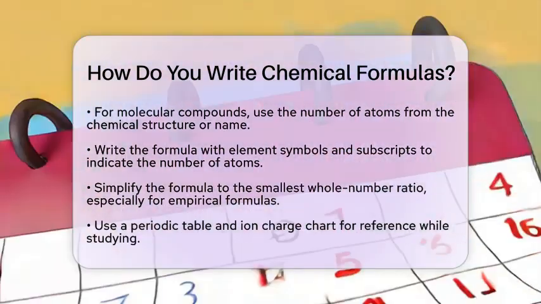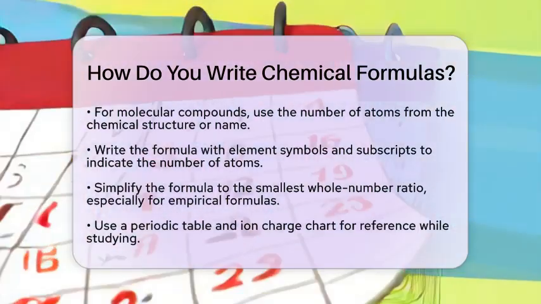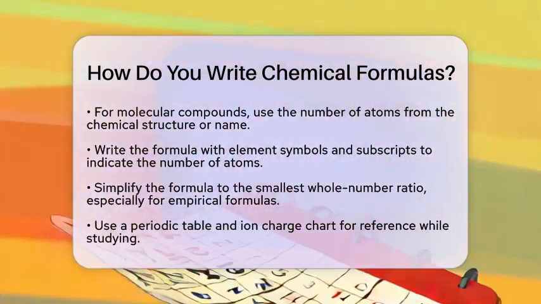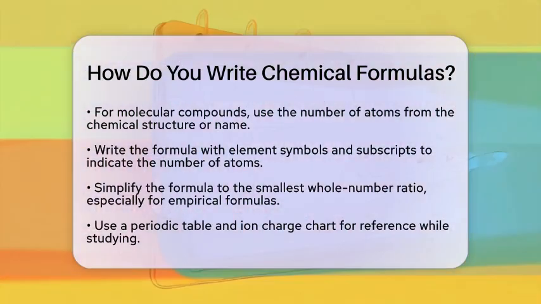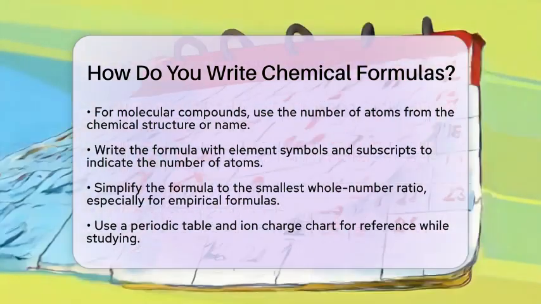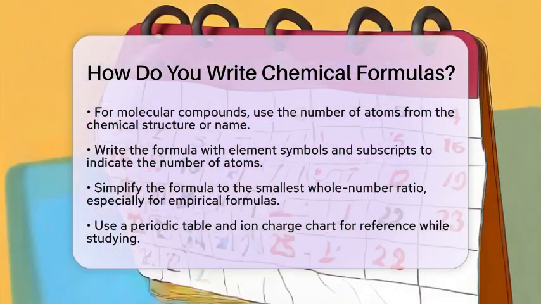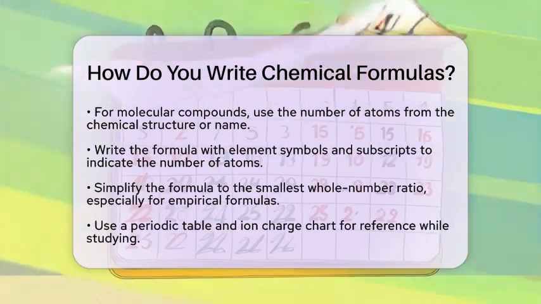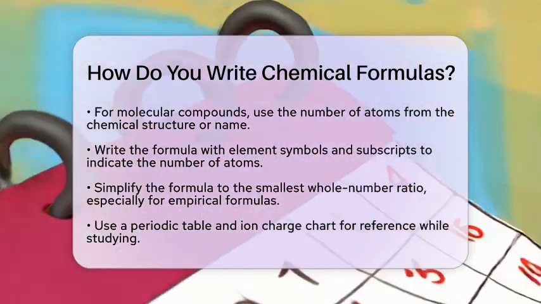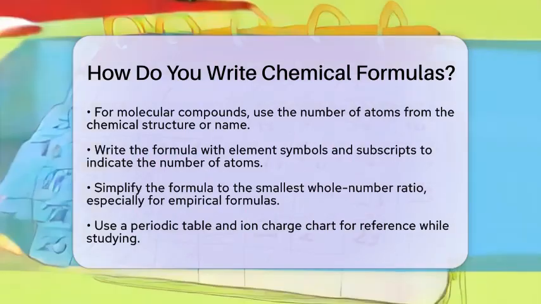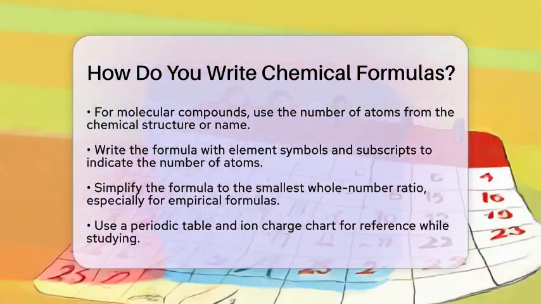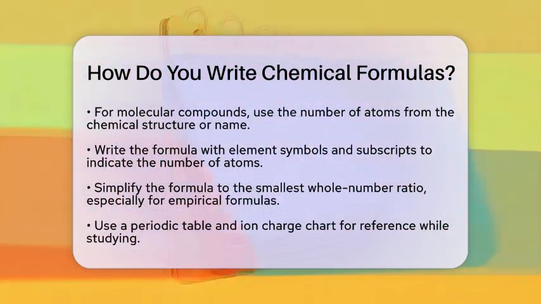Next, write the formula with subscripts. Place the element symbols side by side and use subscripts to show the number of atoms or ions of each element. If there is only one atom or ion, you do not need to write a subscript. For example, water is represented as H2O, meaning there are 2 hydrogen atoms and 1 oxygen atom.